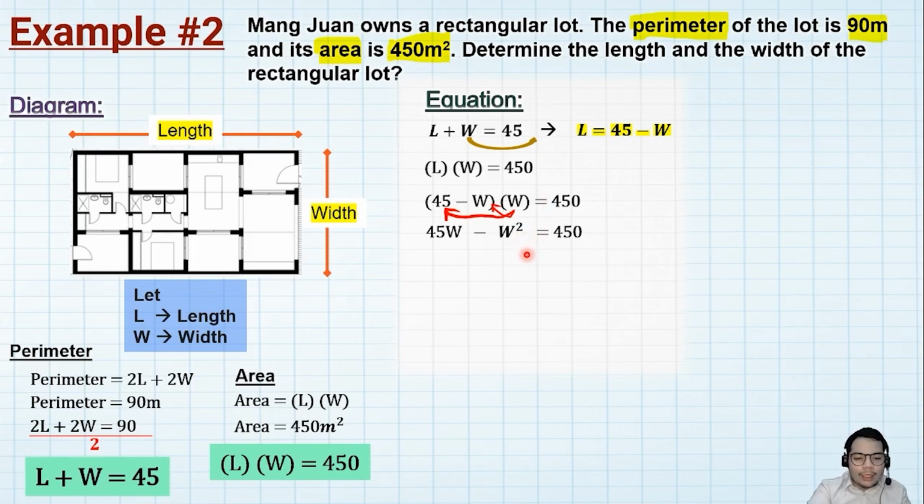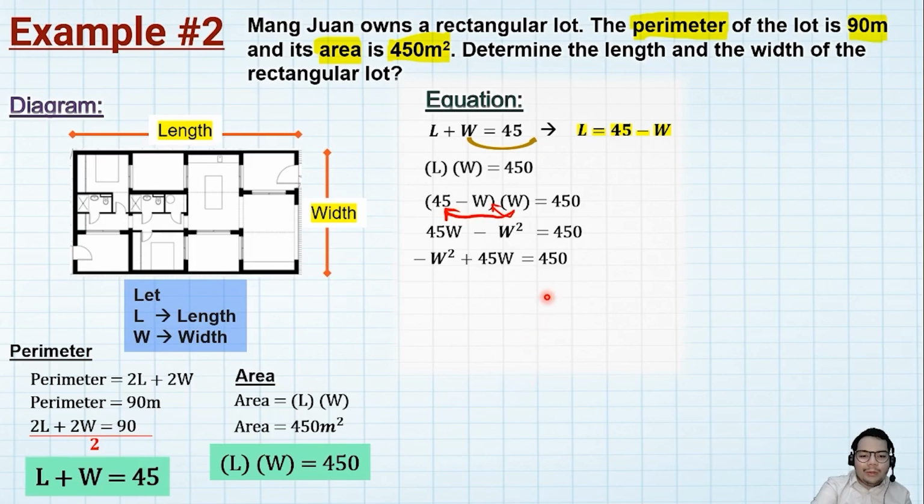So, una natin gagawin is we will try to interchange the position of 45W and negative W squared. So, pinagpalit natin siya. So, ganyan yung itsura. So, magkabaligtad lang. Para yung quadratic term natin nandun na siya sa unahan. Then, linear term na yung kasunod niya. So, unti-unti natin 'tong gagawing mukhang quadratic equation in standard form.